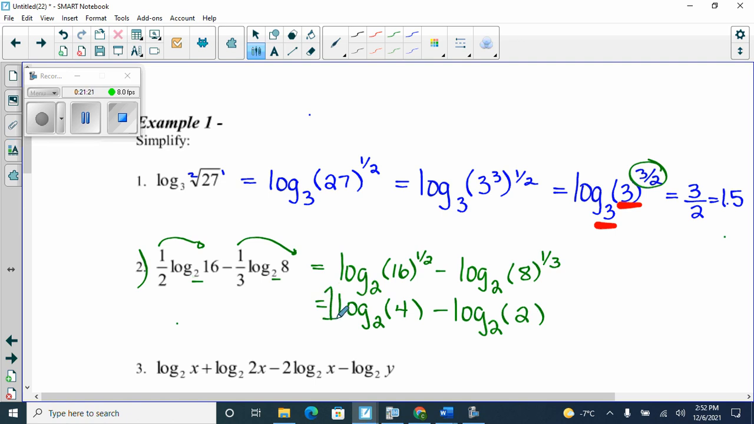Now can I put them together? Plus 1 in front of this one, minus 1 in front of this one, base 2, base 2. Can I put them together? Yep. So I can go log base 2 of 4 divided by 2. It's division because there's a minus sign. So it's the same as log base 2 of 2. What's the answer to that? 1.